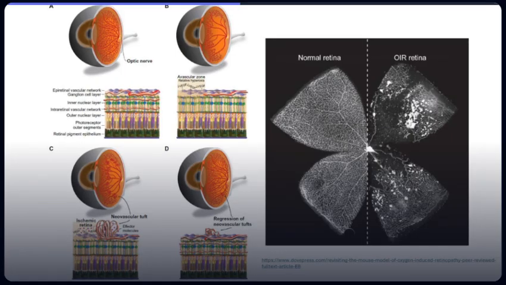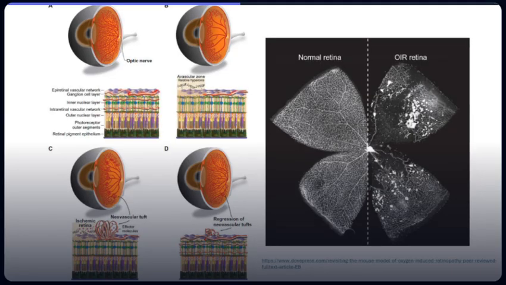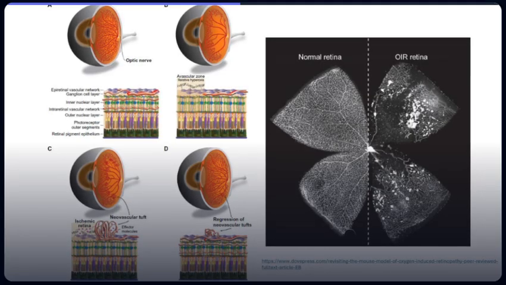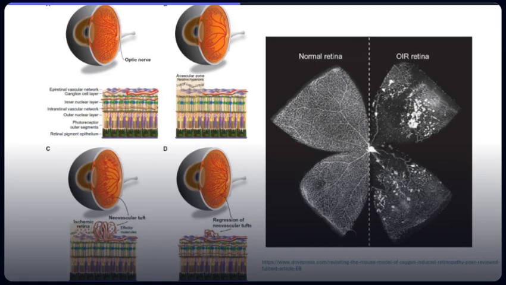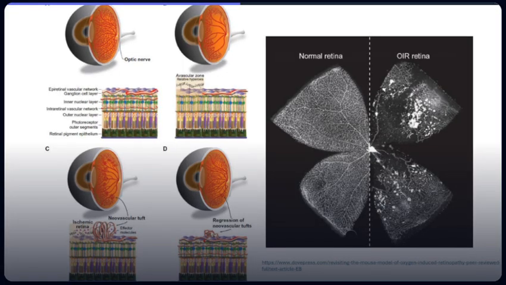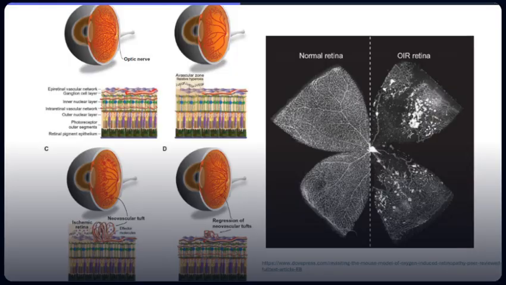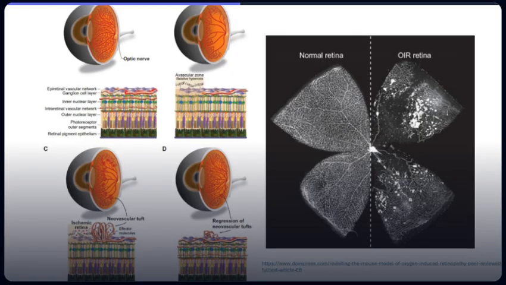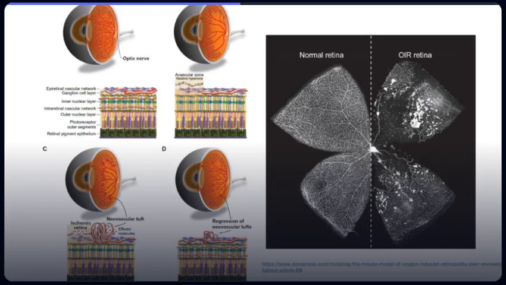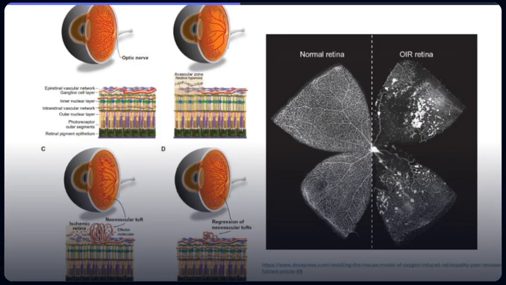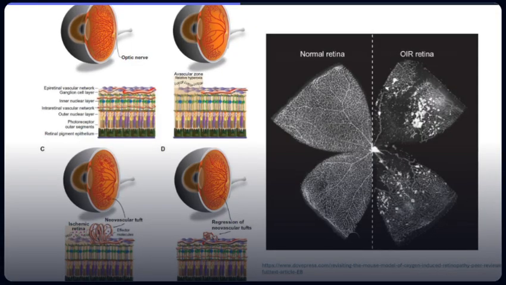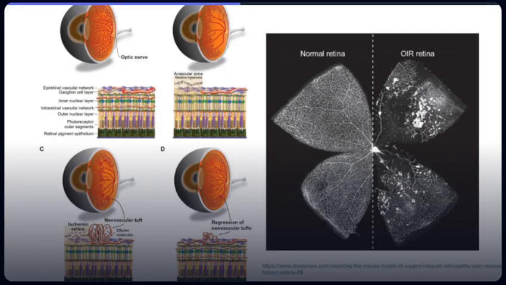High oxygen concentrations initially trigger a downregulation of vascular endothelial growth factor, causing the vasoobliteration and significant avascular zones visible in panel B. Once the tissue returns to room air, the resulting relative ischemia sparks a massive upregulation of VEGF as the retina attempts to compensate for the lack of perfusion. This molecular surge drives the formation of the pathological neovascular tufts shown in panel C and the OIR retina image, where disorganized vessels breach the internal limiting membrane rather than providing functional blood flow.